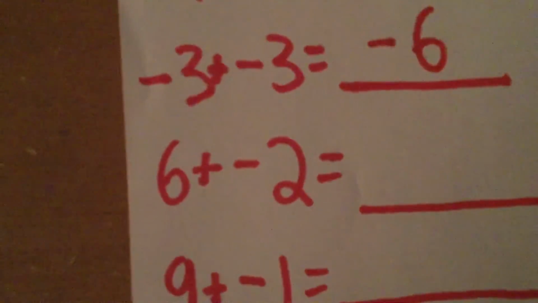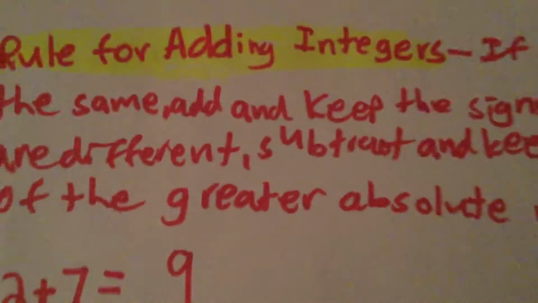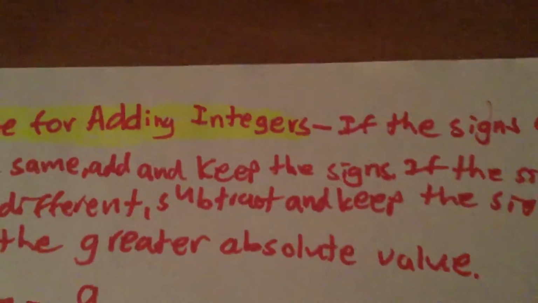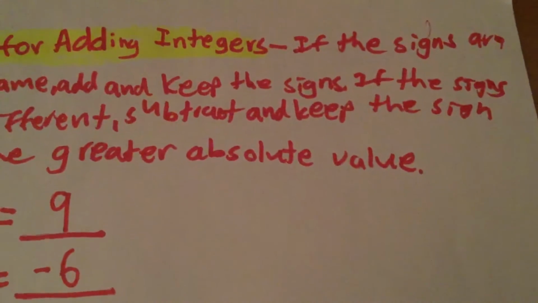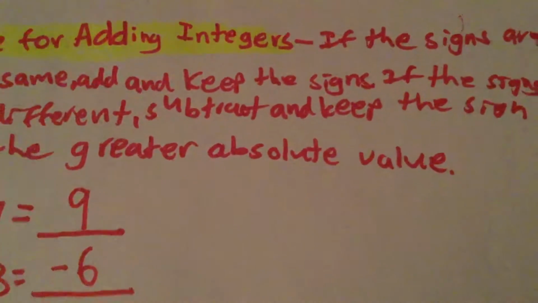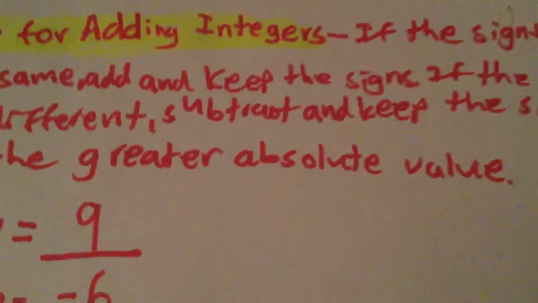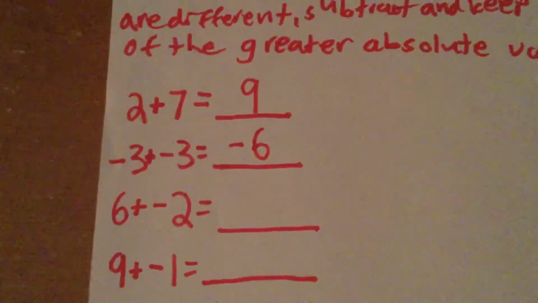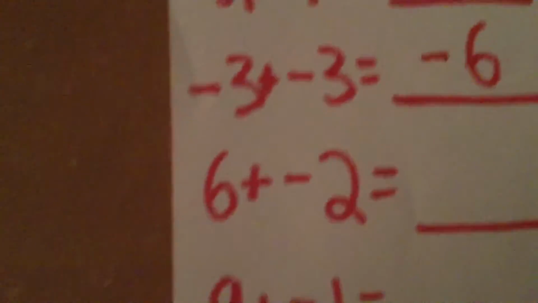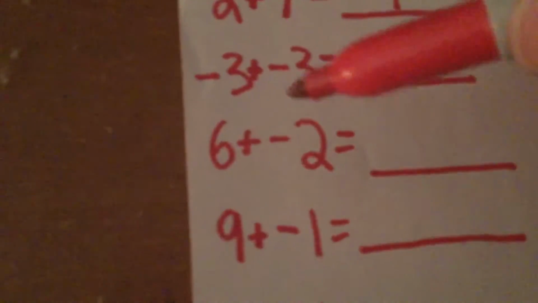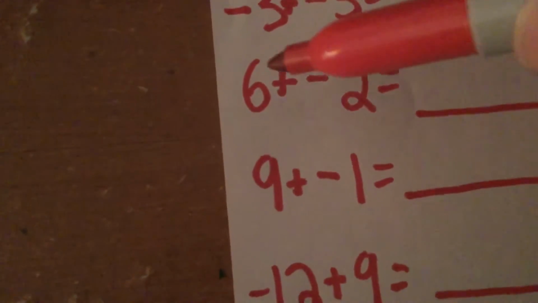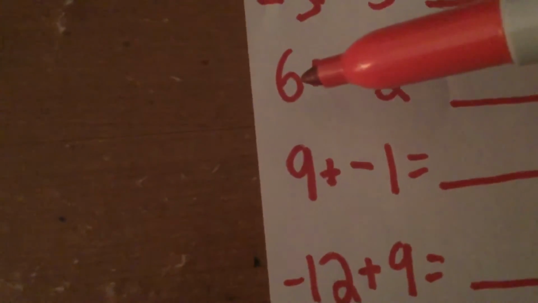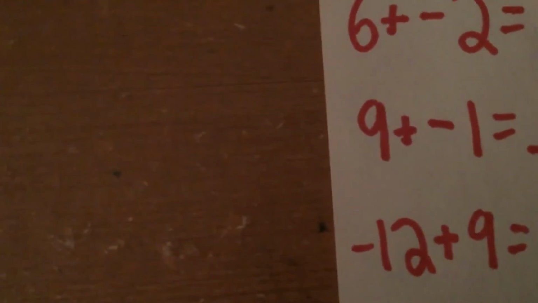Now we have 6 plus -2. Well, the problem is the signs aren't the same. So let's look at what to do if the signs are different. If the signs are different, we're instructed to subtract the numbers and keep the sign of the greater absolute value. So remember, the absolute value is the greatest value a number can be. So 6 plus -2, we have to subtract these. 6 minus 2 is 4, and the sign of the greater absolute value, which is 6, is positive. So 6 plus -2 is 4.